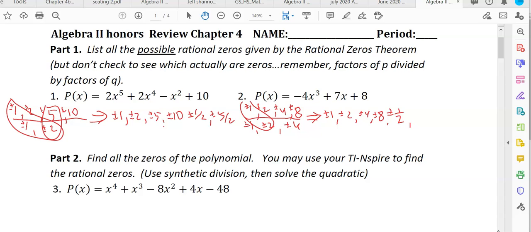All over 4, 8 over 4 is 2. 4 over 4 is 1. 2 over 4 is 1 half. We have covered, but 1 over 4 we don't have.